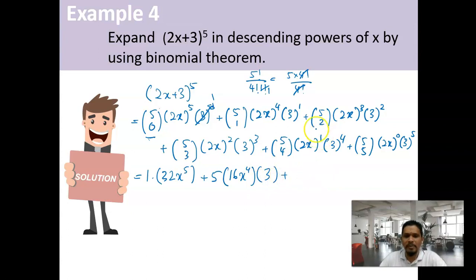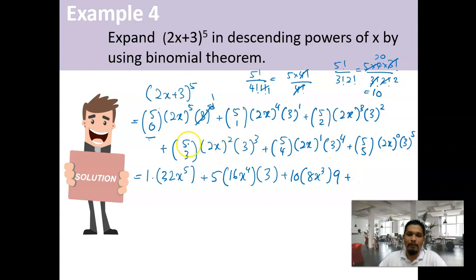Plus, okay, 5 choose 2: 5 factorial divided by 5 minus 2 equal to 3 factorial and 2 factorial. 5 times 4 times 3 factorial divided by 3 factorial times 2 factorial. So 5 times 4 equal to 20, 2 factorial is 2 times 1, which is equal to 2. So finally it is equal to 10. Then 10, 2 cubed equal to 8x cubed and 3 squared equal to 9.